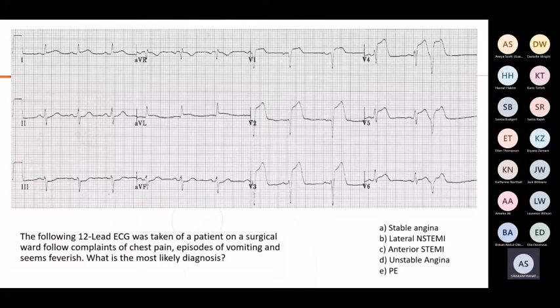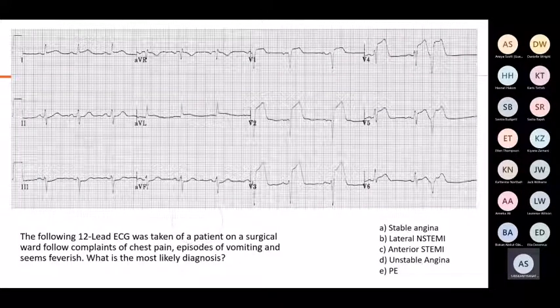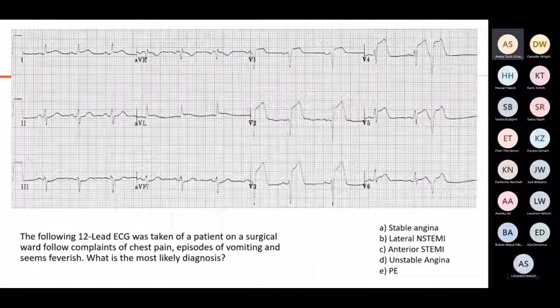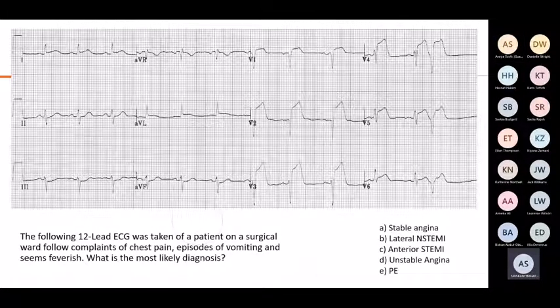Okay, we've got another ECG here. It's a 12-lead ECG for a patient on a surgical ward who complains of chest pain and episodes of vomiting and seems a bit feverish. So what's the likely diagnosis? People are being quite quick on this one, and got lots of C's coming in. Okay, so C is the correct answer.